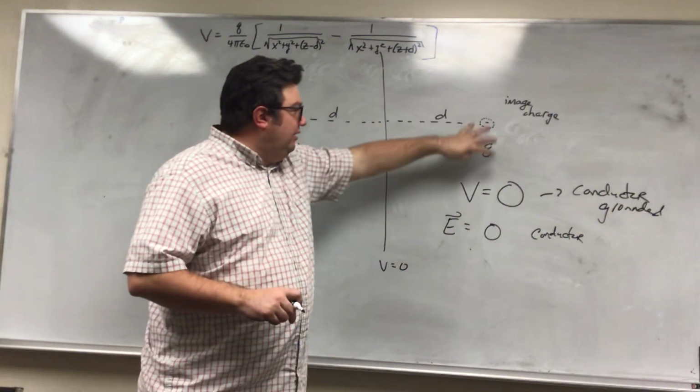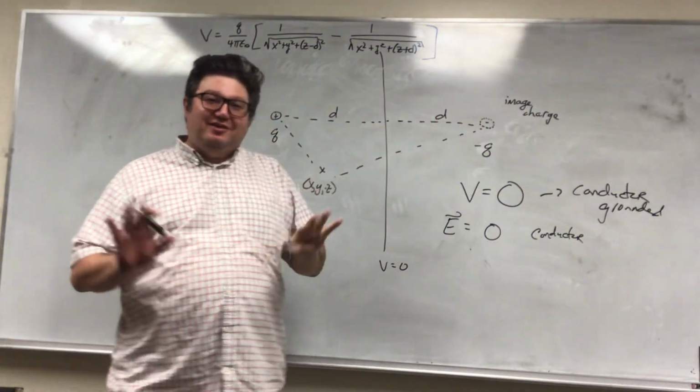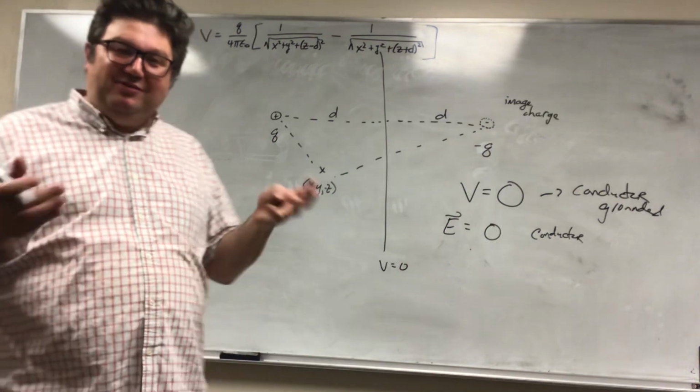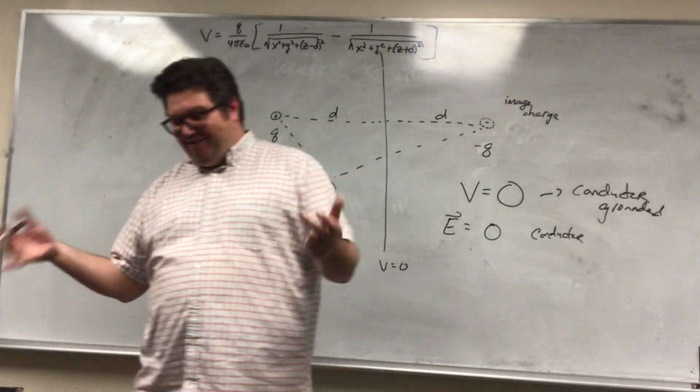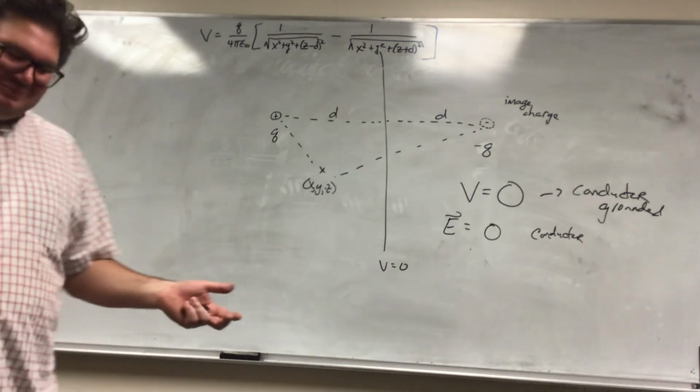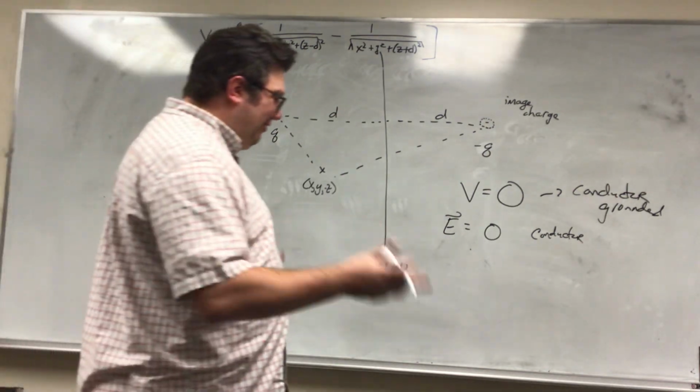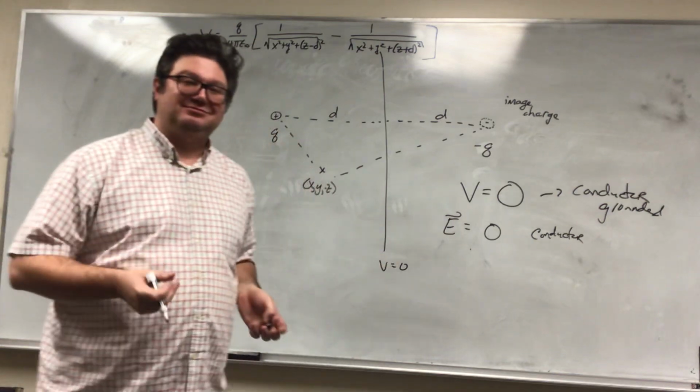So this thing is really an image charge that doesn't exist, that's floating in space, that we conjured up, which matched the boundary conditions, and is a solution to Laplace's equation. So it works. Of course, that's not fair.